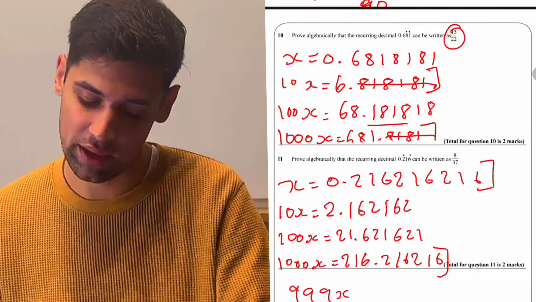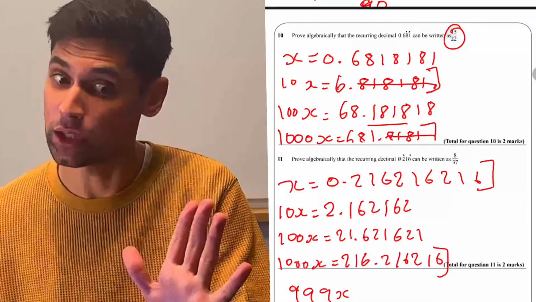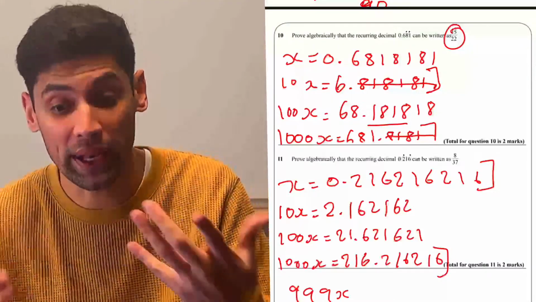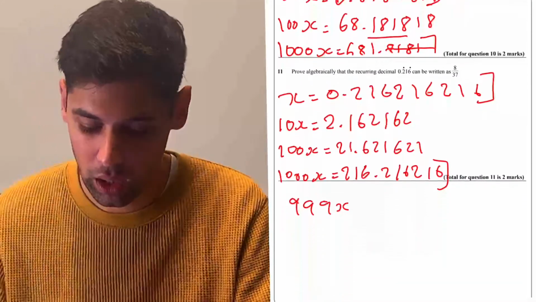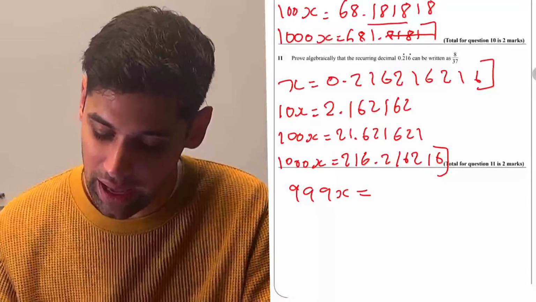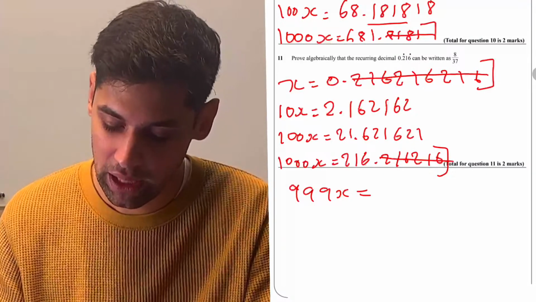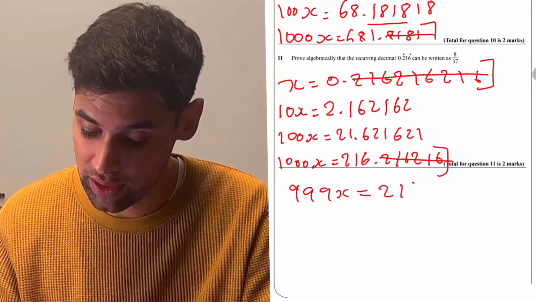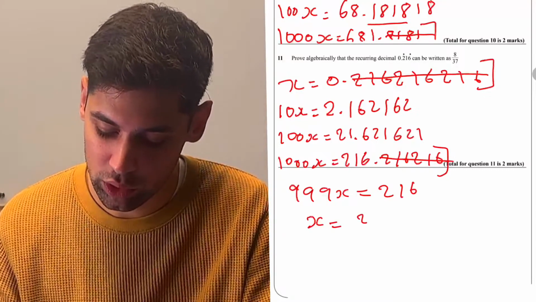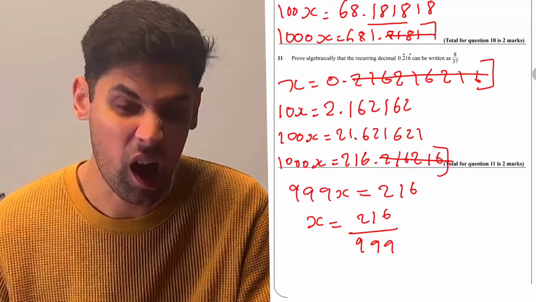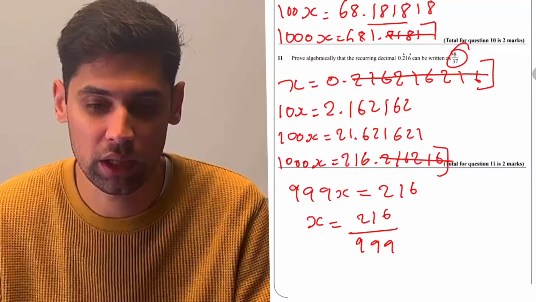Do not make the mistake of saying 1,000x take away x is 1,000. Please don't do that. Because 1,000x take away x is take away 1x, so leaving us with 999x. And then, as we know, everything after the decimal point cancels out, because that is the beauty of this topic, leaving us with just 216. And then x will equal 216 over 999, which I'm sure will cancel down to 8 over 37.